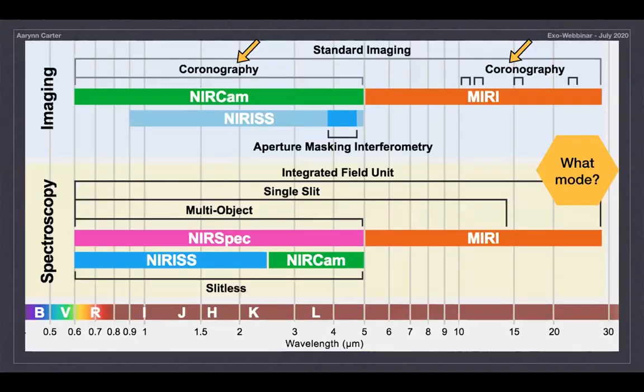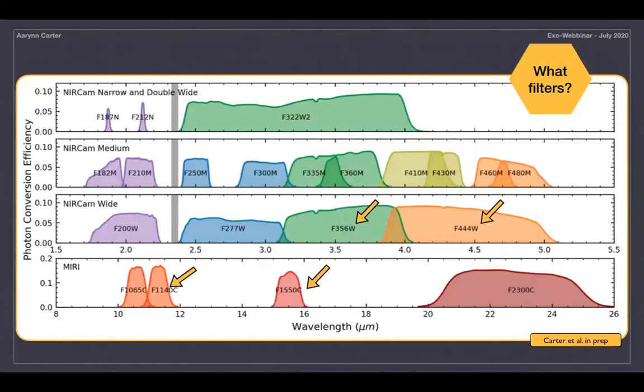So then we've got these targets. What mode should we observe them in? And I won't go into each individual one, but in general, I went for the coronagraphic modes because it's with these modes that we really reach the smallest separations where we expect more planets to be. And then finally, the question, well, what filters should we use?